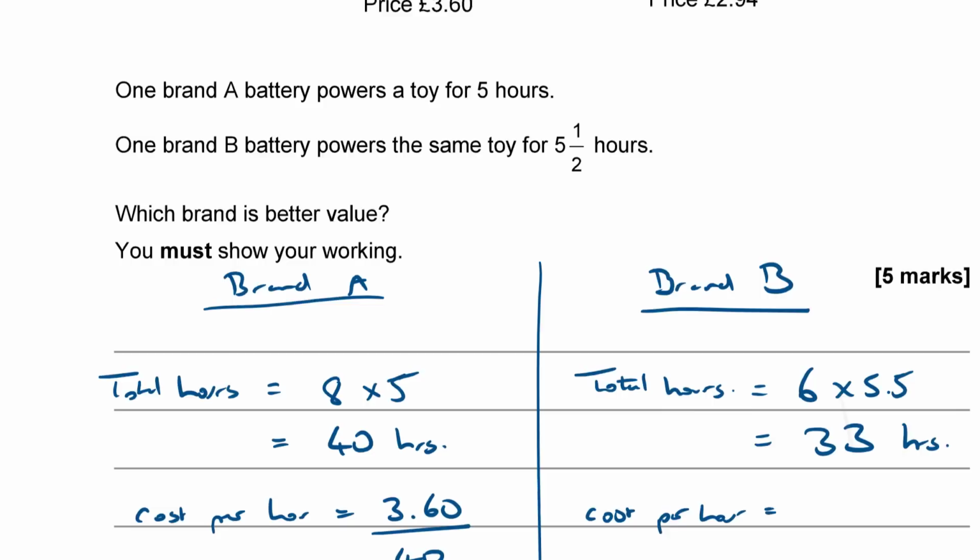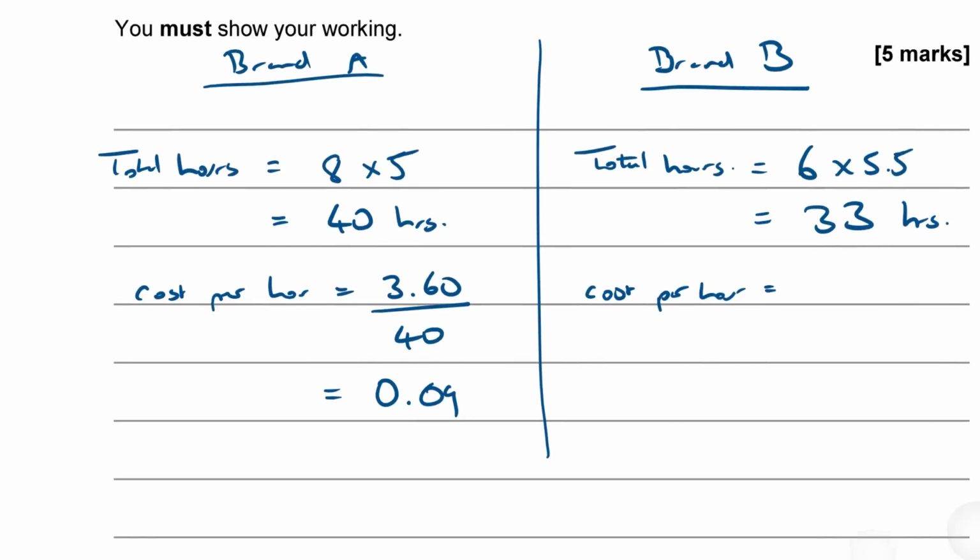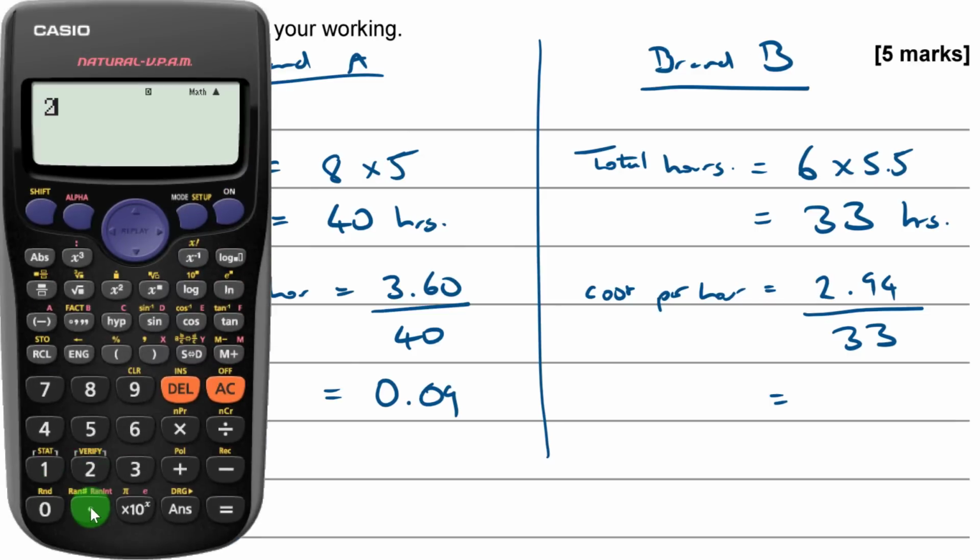Now, these batteries cost £2.94. So 2.94, and they lasted for 33 hours. So dividing £2.94 by 33 will give me the cost per hour of these batteries. So £2.94 divided by 33, that comes out to be 0.089, which is just fractionally under, well, it's 89 reoccurring. So it's just ever so slightly under 9 pence.